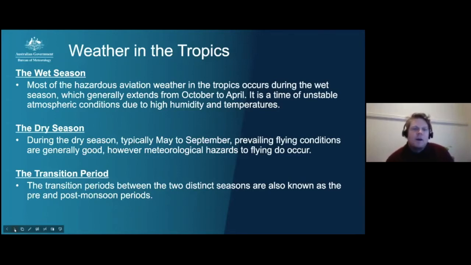And in the wet season, that's when most of the hazardous aviation weather occurs. So we generally look at October to April as the wet season. That's when pretty much all of the thunderstorms occur. A lot of the northern half of Australia gets most of its rainfall at that time, and you get things like monsoons and tropical cyclones, which we'll touch on in a moment. And then between that, there's a transition period when you might experience a little bit of dry season one week, and then the next week you might get a few thunderstorms. So the patterns are readjusting and moving further south and north as they sort themselves out.